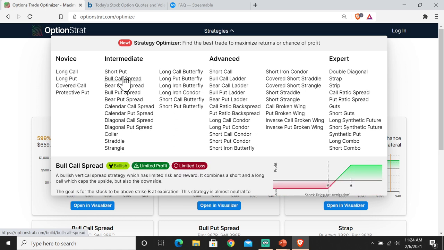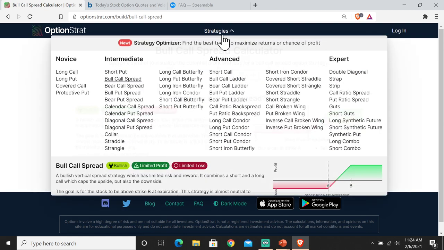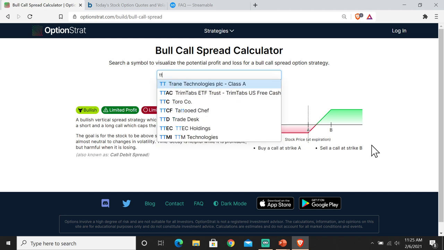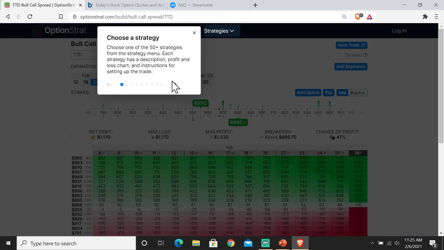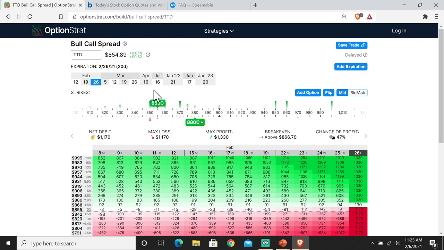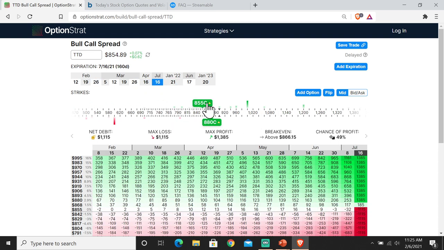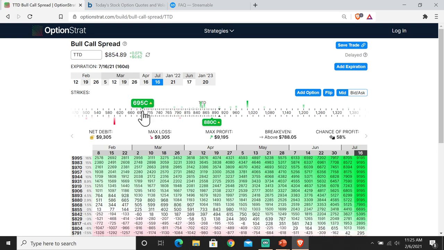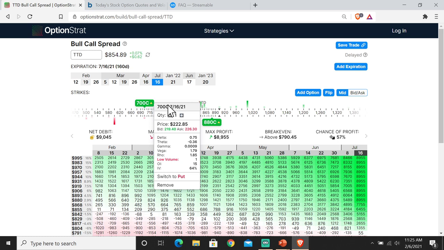So you are in a bull call spread, so let's pick that. And we are in TTD, Trade Desk. And you are in 7/16 700-760. So there's a slider here. And if you click on the flag for the options contract, it'll pop up this toolbox or toolkit, or I don't know what these are called, actually. I forgot what they're called. But basically, it pops up this box here with all the details of the options.